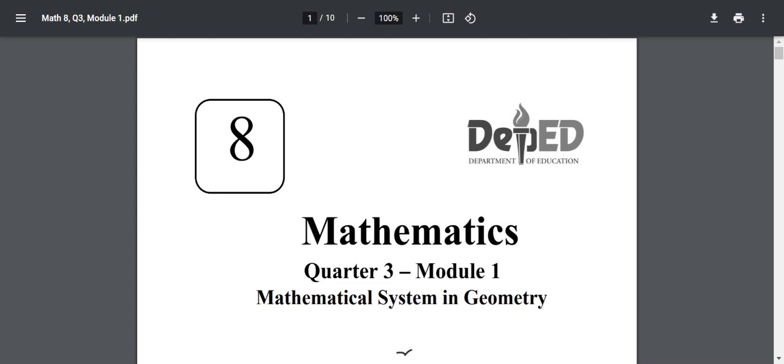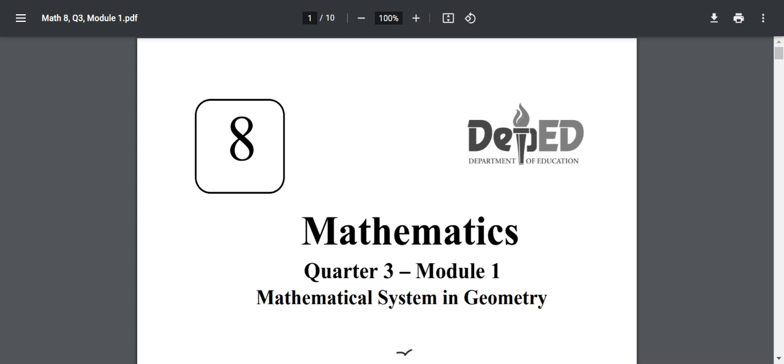We are now on the third quarter of our school year, so kindly get your modules and follow along as we discuss Module 1 of Quarter 3, which is Mathematical System in Geometry. By the way, in the third quarter, we will be dealing with geometry this time. In the first and second quarters, we talked about algebra. In the third quarter, we will dig into geometry.